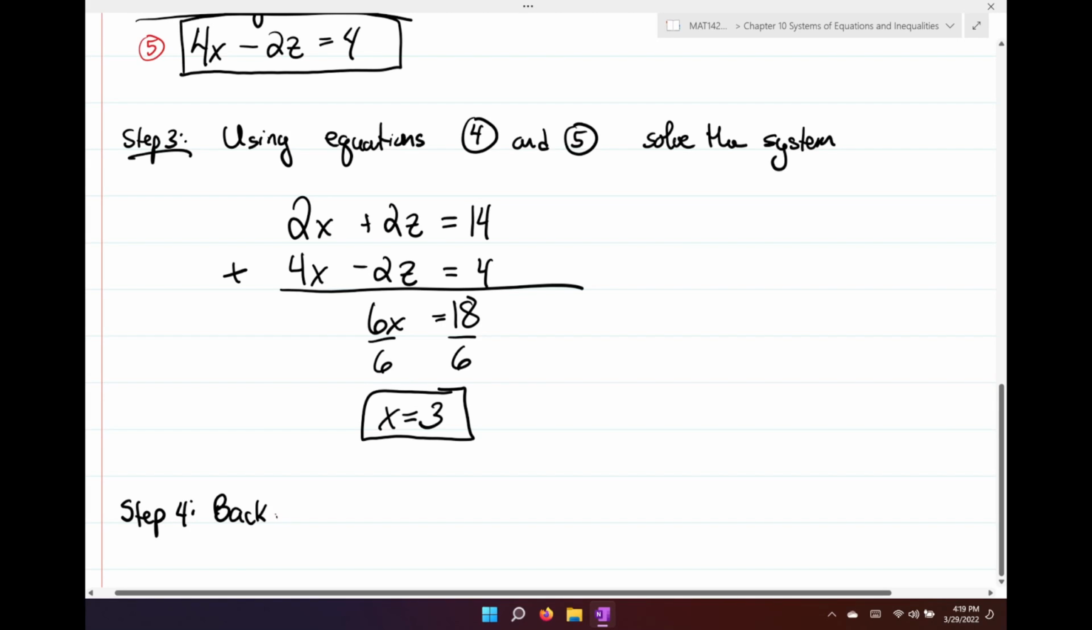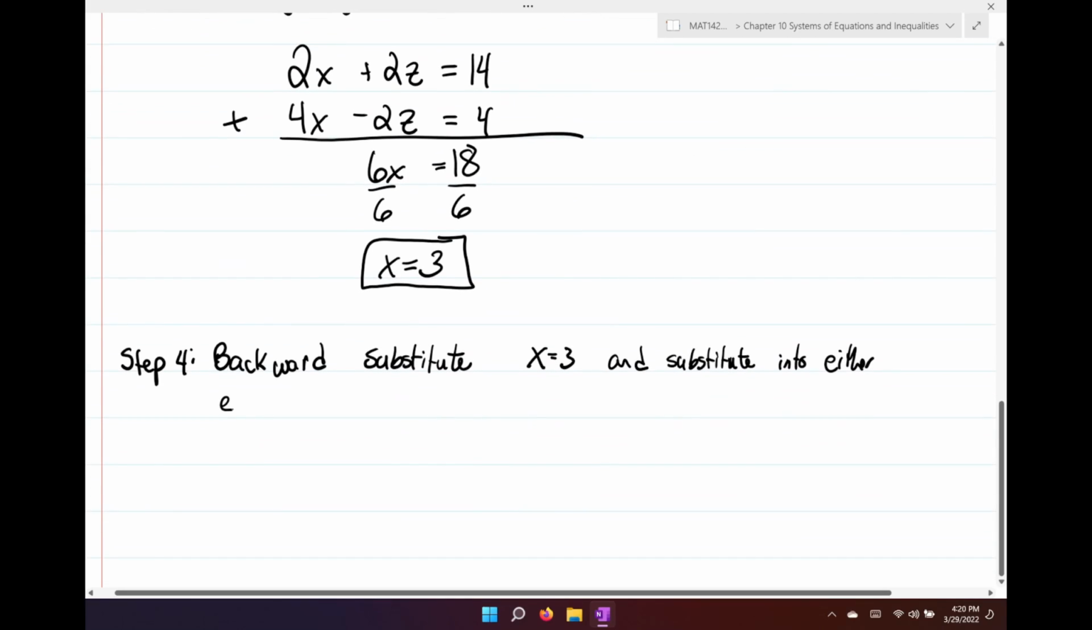Now, step 4, all we're going to do is backward substitute. Meaning, now that we know what x is, x equals 3, we're going to use x equals 3 and substitute into either equation 4 or equation 5. It doesn't matter. Regardless, we're going to find out what z is.